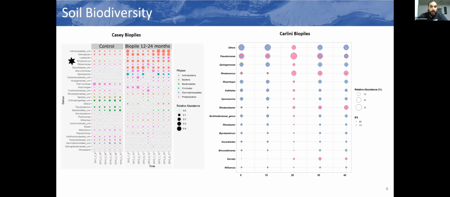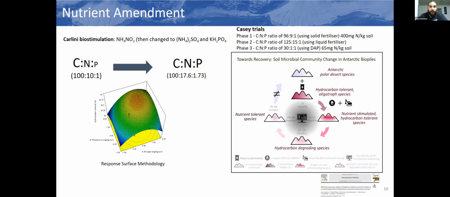Regarding nutrient amendment, we also optimized the nitrogen and phosphorus ratios, and we reached an optimum at different levels for Casey and Carlini, but following a similar process, testing which is the best ratio, which is the best nutrient amendment to optimize the effective bioremediation of the soil. We always have to consider a lot of different aspects in this optimization, trying different nutrients, measuring their effectiveness, whether they are organic or inorganic. All of those things are implicated in the optimization, but at the end we found that the optima are very different from what is considered a reference for nutrient amendment.